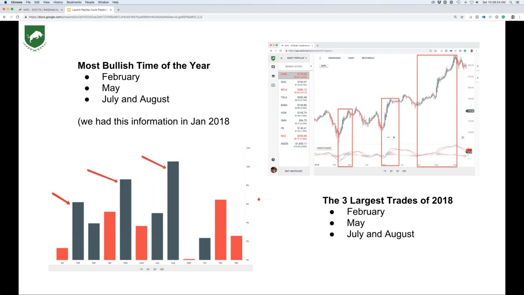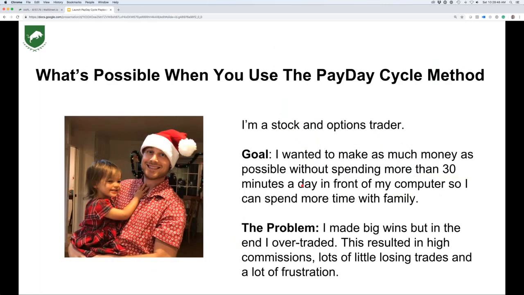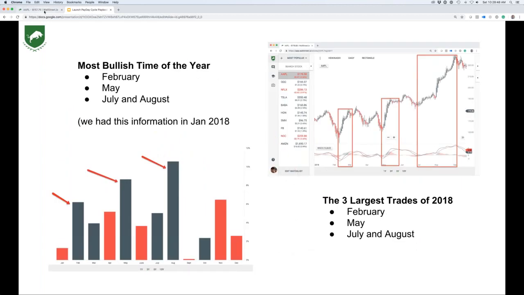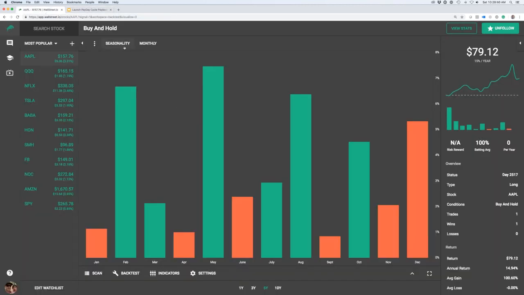Now, it just so happens when we look back on the year, the three largest trades of last year happened, surprise, surprise, February, May, and July and August during these big, huge cycles. So we're more likely to get those really long, like 8 to 10 day payday cycles. We could absolutely crush on your call buying or your stock buying during those times. Okay. So I want to kind of highlight that for a second before I move on to the next slide. I got this cool picture of me and my daughter. But let's go ahead and take a look again at the chart.